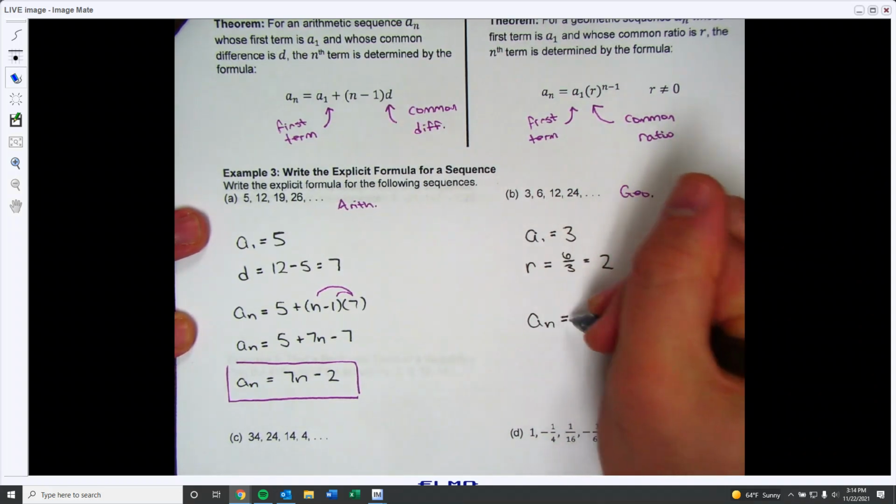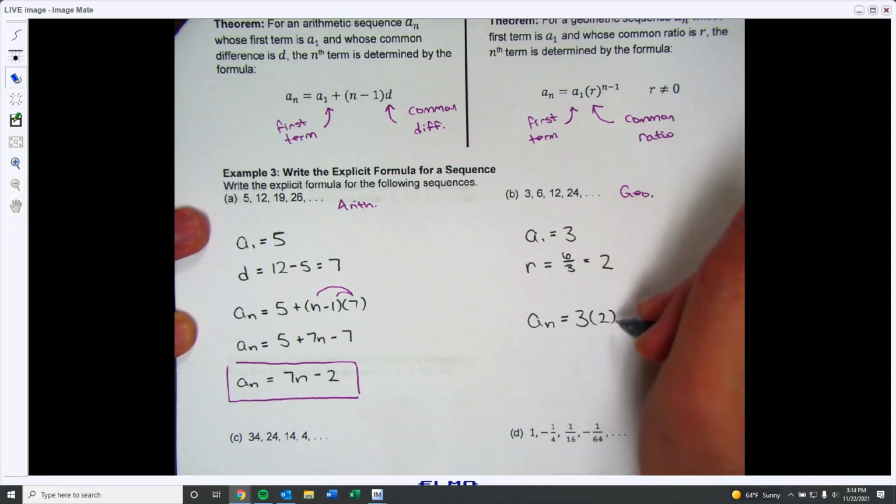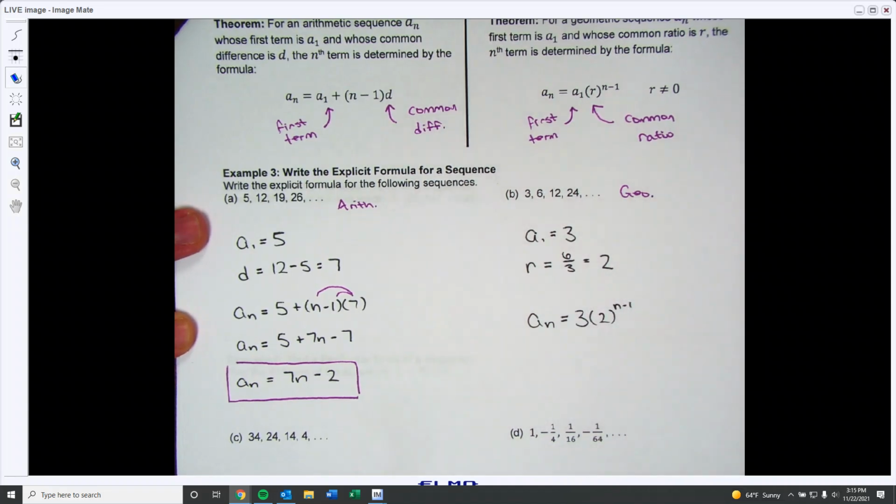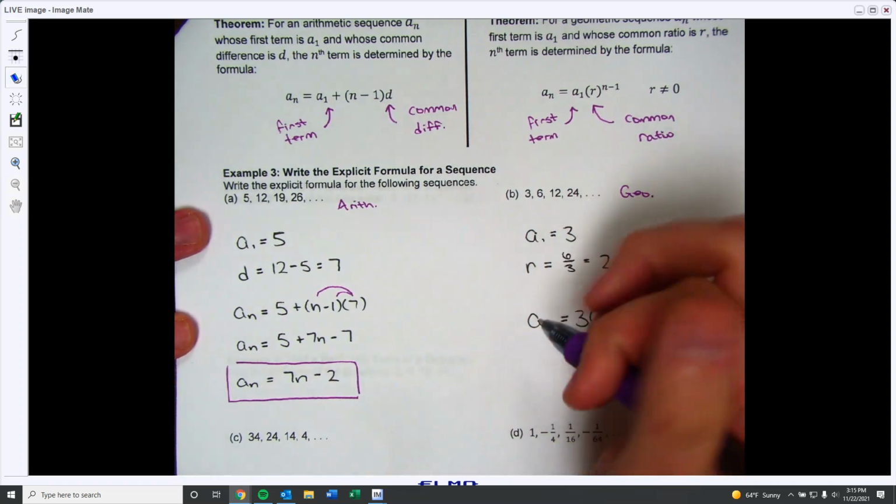Now we can write out our formula. I have AN equals my first term 3 times 2 to the n minus 1 power. And we're done. Here, there is nothing we can do in terms of simplification. We're going to leave it just like that.